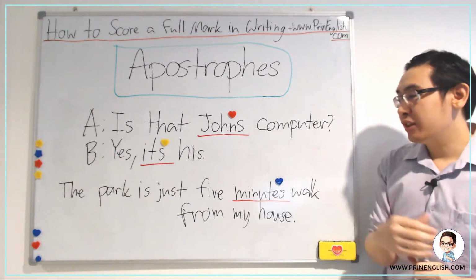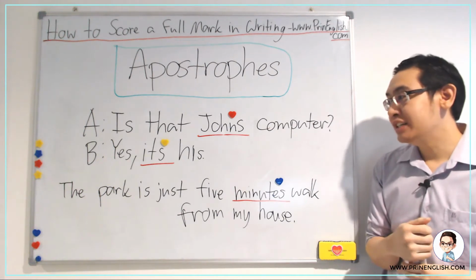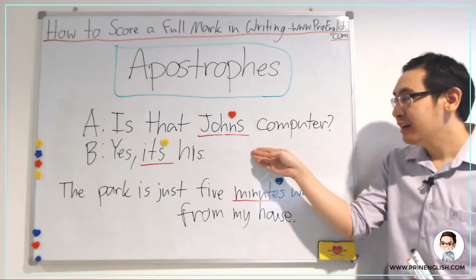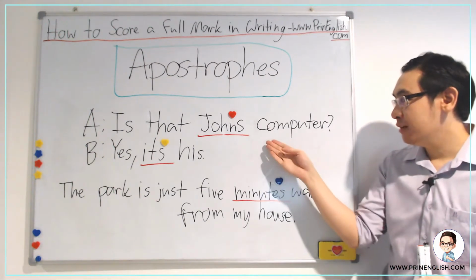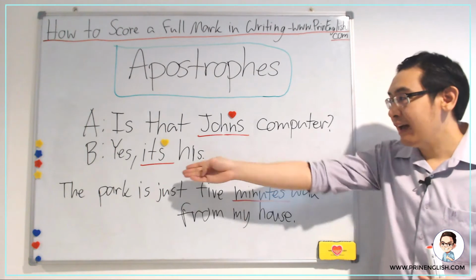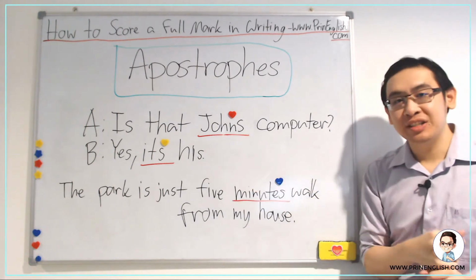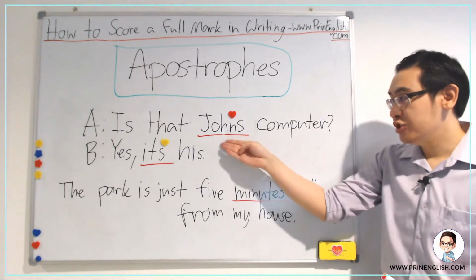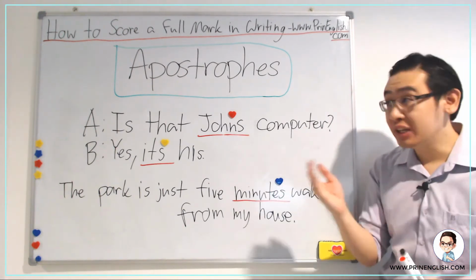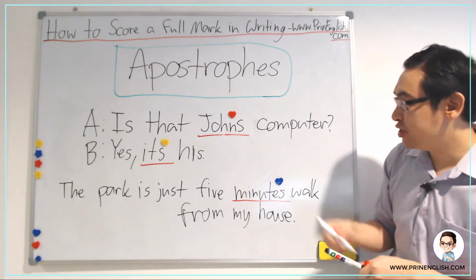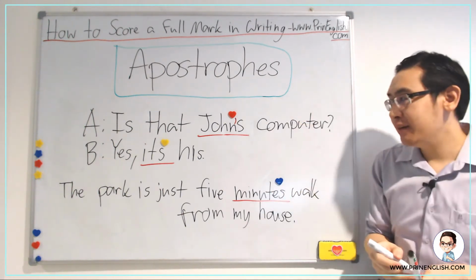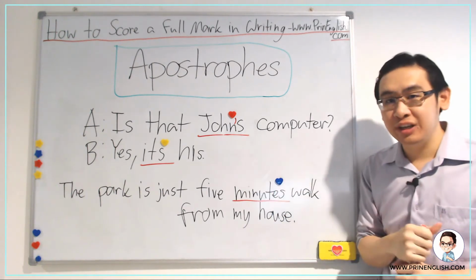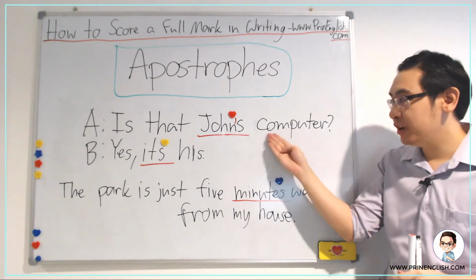Now, let's look at the first one. Is that John's computer? Yes, it's his. So this is like a short dialogue between two people. The first person was asking whether this computer belongs to John. And the second person answers that yes, it belongs to John. Now, what is the problem with the word John's? Obviously, you need an apostrophe. So it should be John's computer, right? Because the computer belongs to John. So this is how you use the apostrophe to show possession. The computer belongs to John.